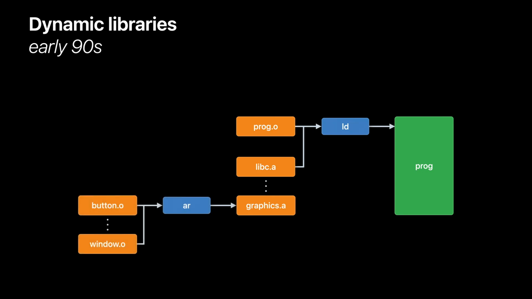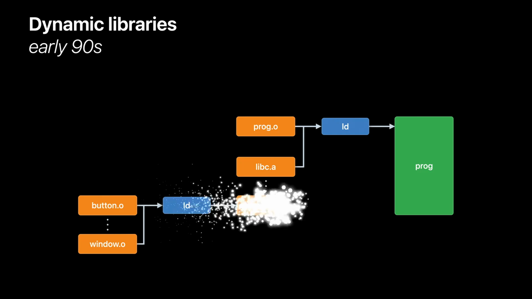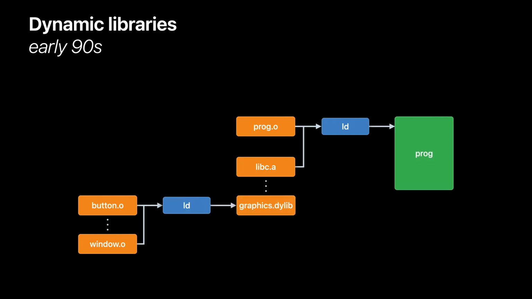Now let's look at how those libraries are made. What if we did this switch? We change AR to LD, and the output library is now an executable binary. This was the start of dynamic libraries in the 90s. As a shorthand, we call dynamic libraries dylibs. On other platforms, they are known as DSOs or DLLs.